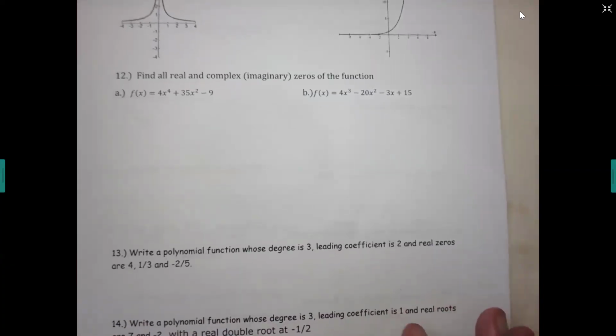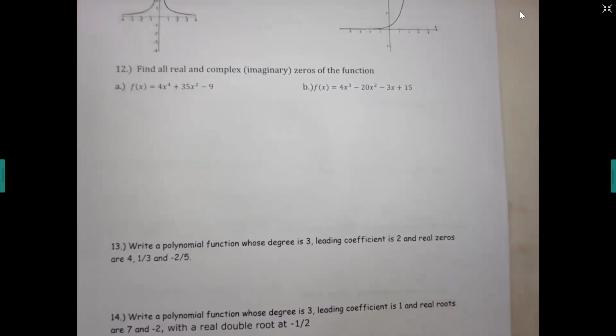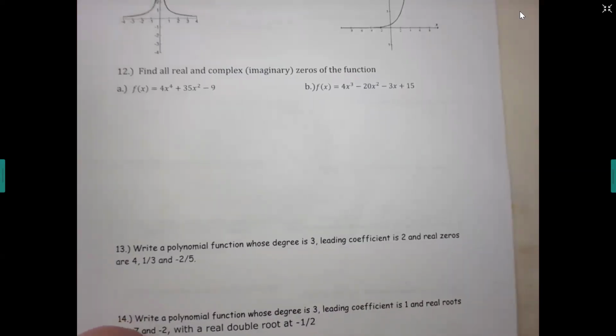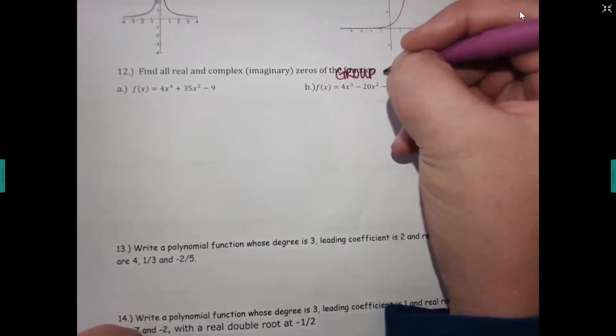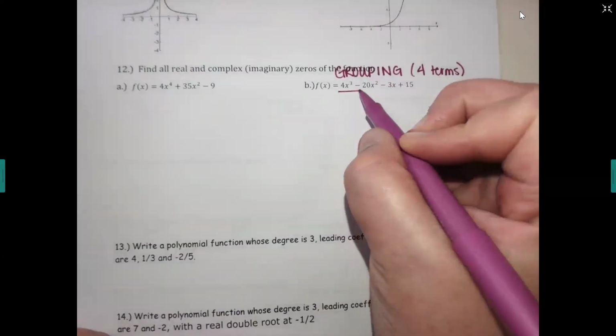12A and 12B, which of those will be done by grouping? B. Remember, for grouping, you have to have 4 terms. The reason that you have to have 4 terms is so you can split them into teams of 2. So this is going to be my first group. This will be my second group.